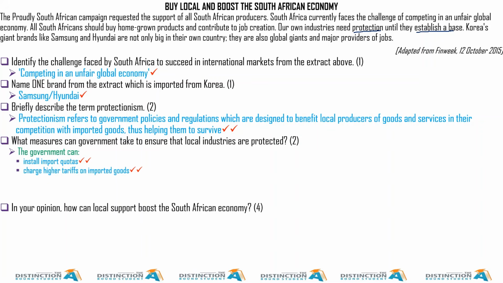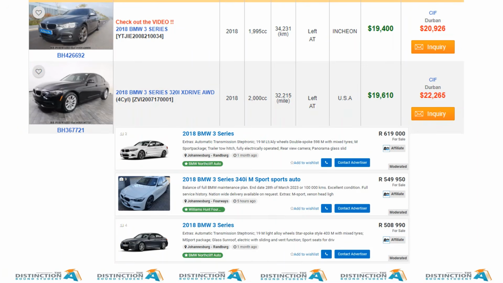Another one could be to charge higher tariffs on imported goods. Okay, I have an example that I could give you. Let me just show you this one here. Look here. What are we trying to protect here? We know we have plants where we manufacture cars here in South Africa, right? BMW is a German brand, and obviously South Africans love cars, and actually we need them because we have to travel from one place to another.